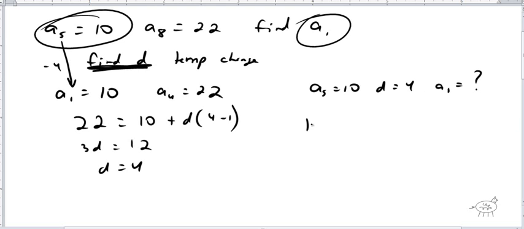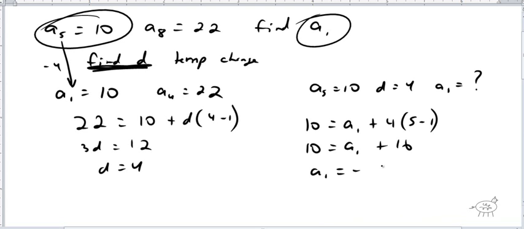So a sub n is 10, so a sub n equals a sub 1 plus d times n minus 1, 5 minus 1. So 10 equals a sub 1 plus 16. So a sub 1 equals negative 6. There we go. Not bad. So that's some basic problems just with arithmetic sequences.